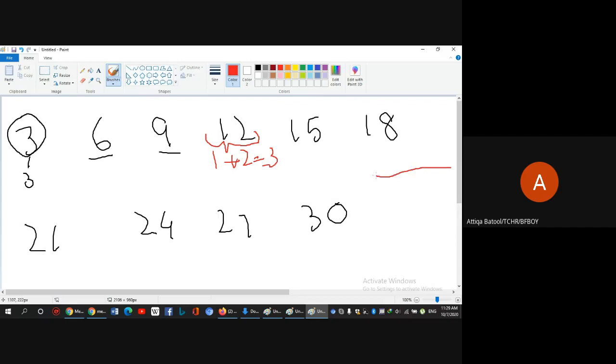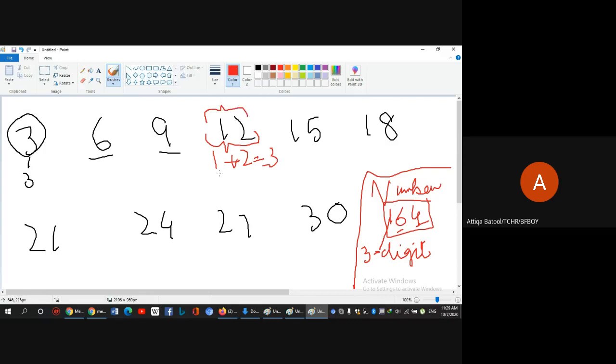Children, on the sideways, I want to explain one important thing: the difference between a number and a digit. If I say I have written 164, this is a number, and how many digits are there? 1, 2, and 3. So we call it a 3-digit number. Understand? Same is the case in 12. There are 2 digits. Add both the digits and the answer is 3. So 3 would be the digital root.